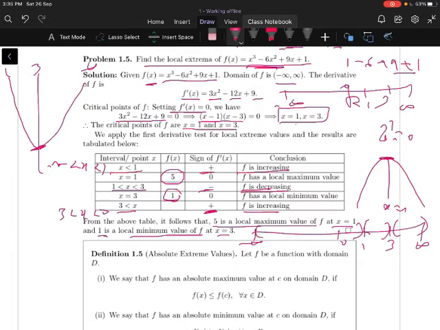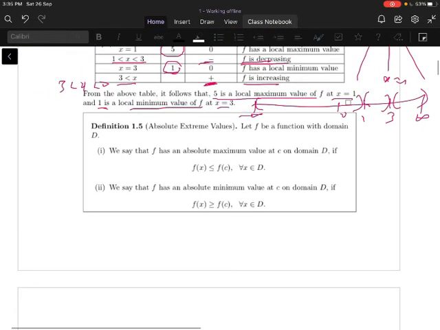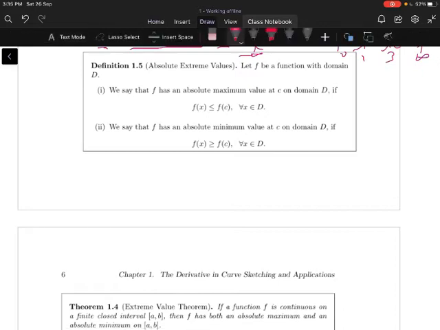By using the first derivative test, you can conclude that the function has local extreme values, meaning either a maximum value or a minimum value at the critical points. Now let us move to the definition of absolute extreme values. Let us define absolute extreme values, meaning absolute maximum and minimum values.